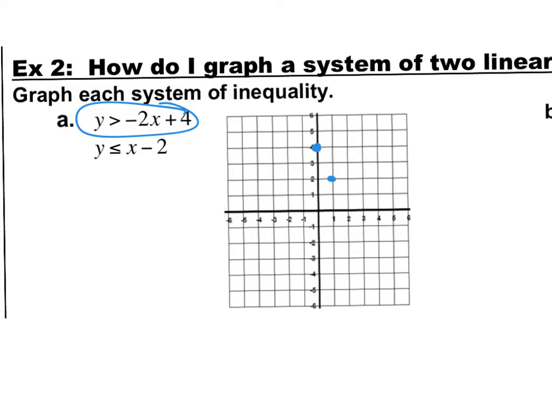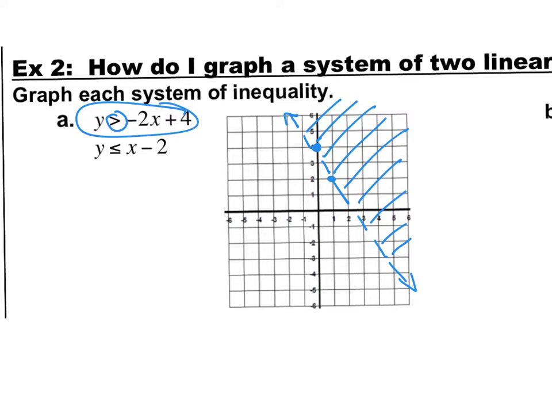Now I have to determine whether my line is going to be a solid or a dashed. Remember, if you have a greater than or a less than, it is going to be a dashed line. So we're going to make a dashed line going through these points. And now it says y is greater than that. So if you've solved for y, then you can just go ahead and shade. Y is greater than, so I'm going to be shading in above this line.